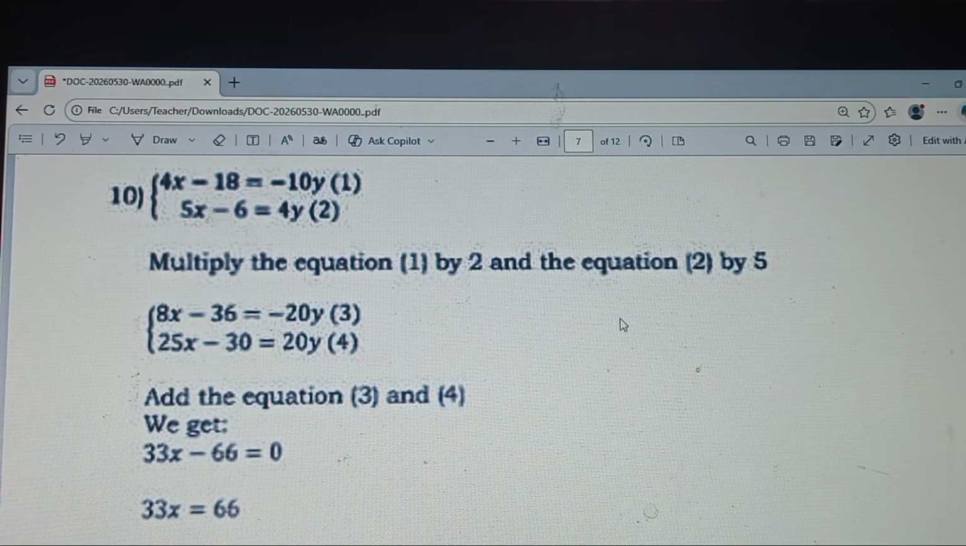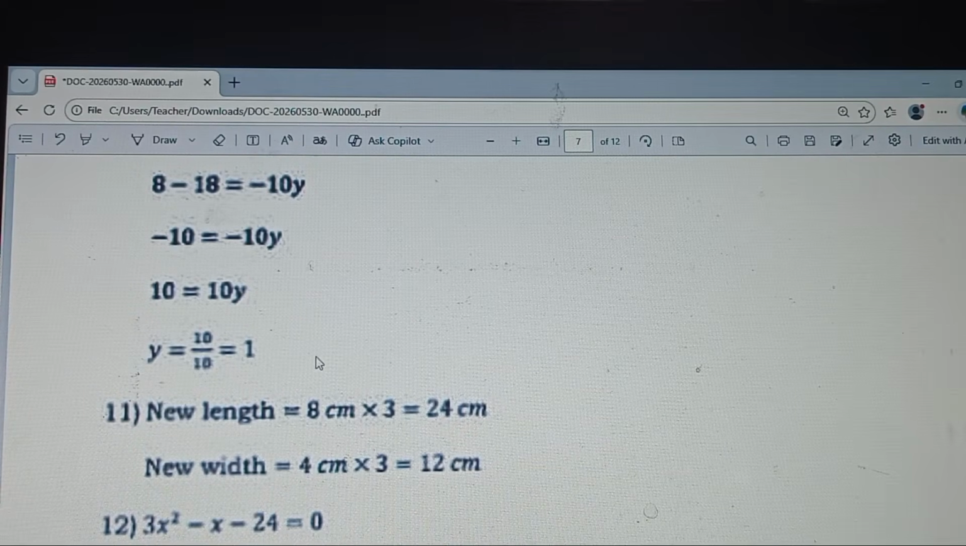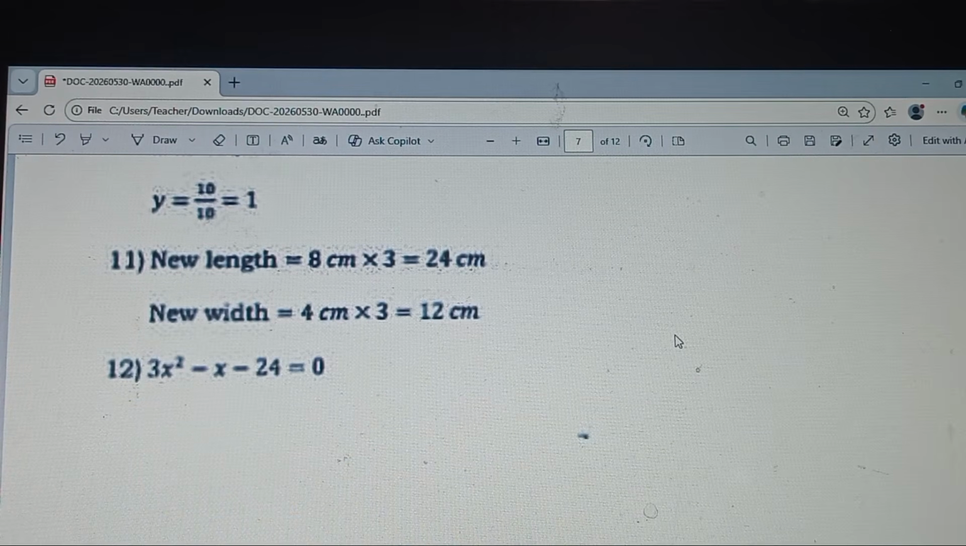Here, when you use elimination, the value of x is 2. Then you replace it in equation 1 or 2, and you will get y equal to 1. That is simultaneous equations. It starts in Senior 2. So please revise, and take pieces of paper and try your best. If you have any confusion, type in a comment. Yes, I will help you.